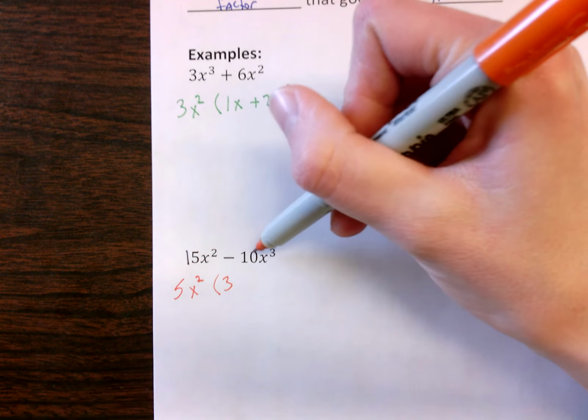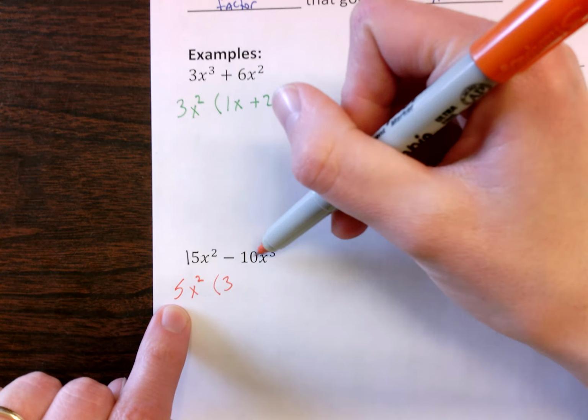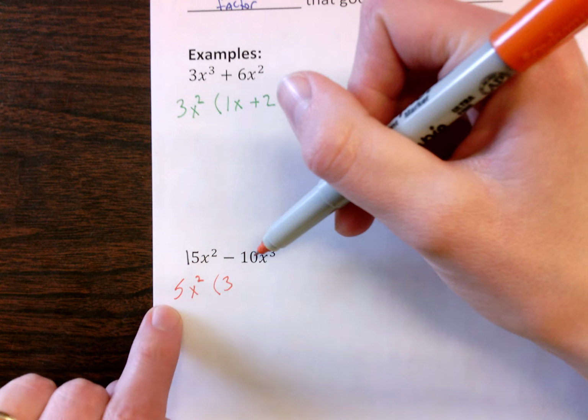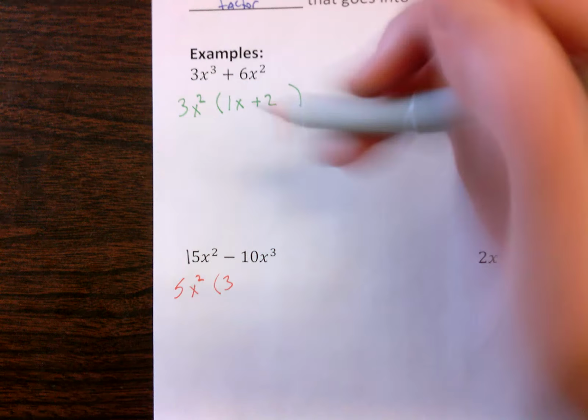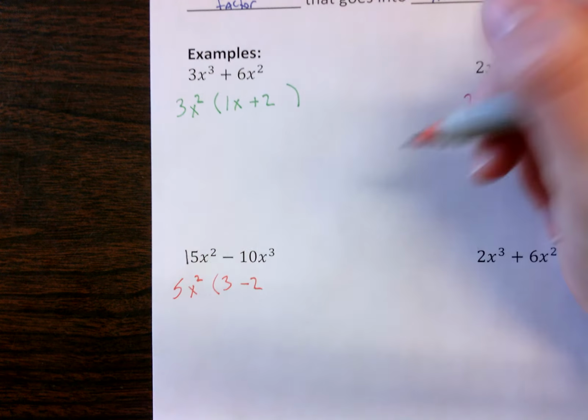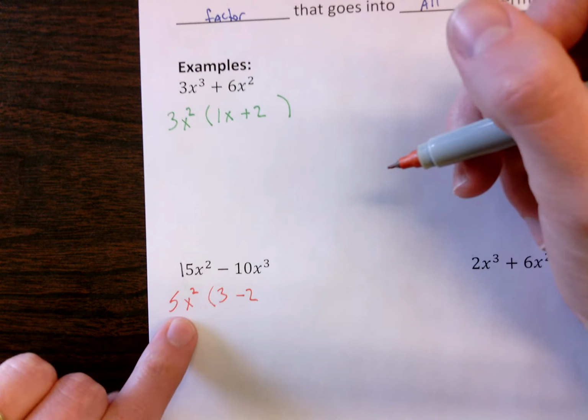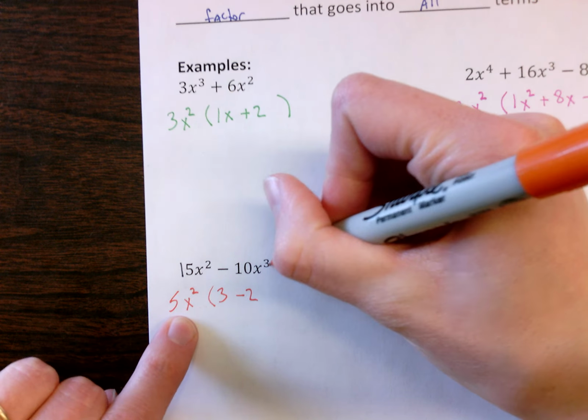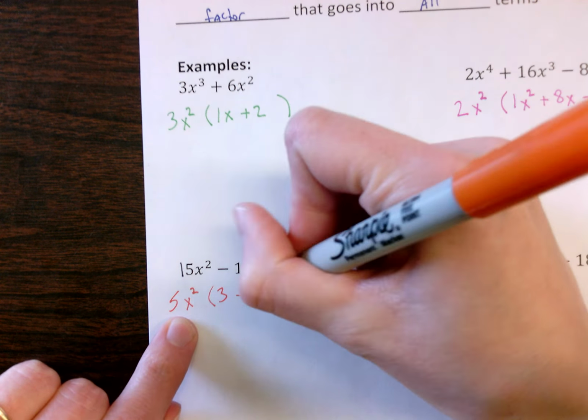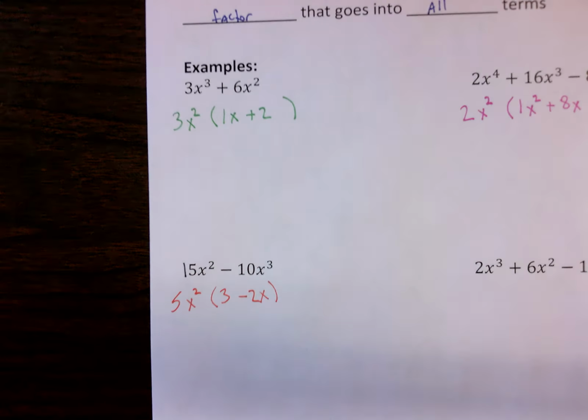So now let's do this guy. What do I have to multiply 5 by so that I'll get negative 10 in the end? So 5 times what gives me negative 10? Well, negative 2. And if I have 2 x's here, how many more do I need so I'll have 3 in the end? Just 1 more. And that's it.